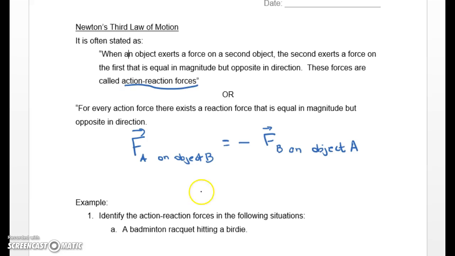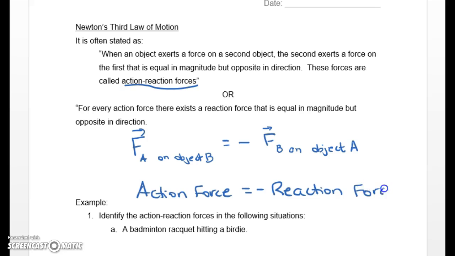So in other words, for every action force, there is a negative reaction force. Okay, so this is like a really tough concept for people to kind of get their brains wrapped around.